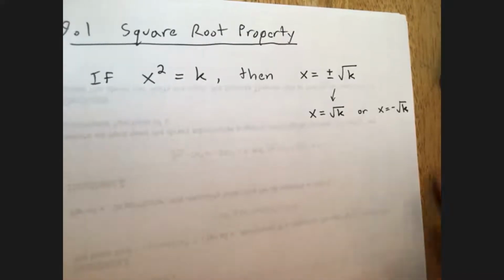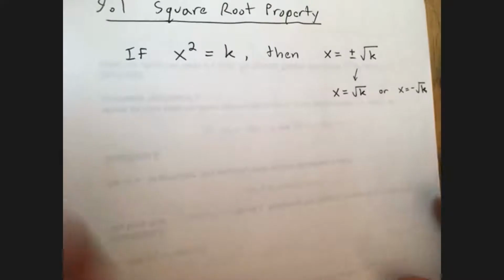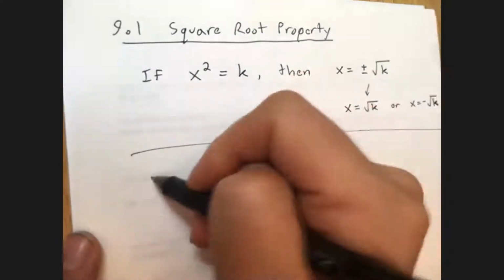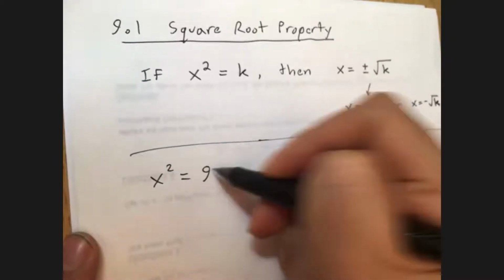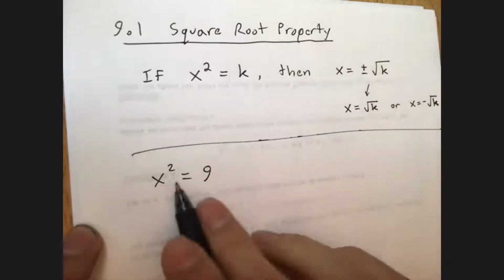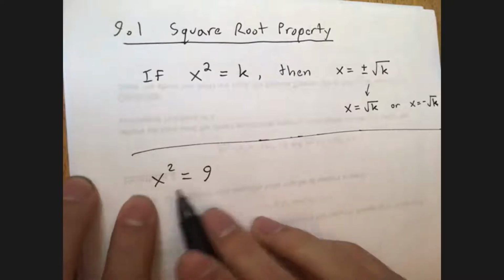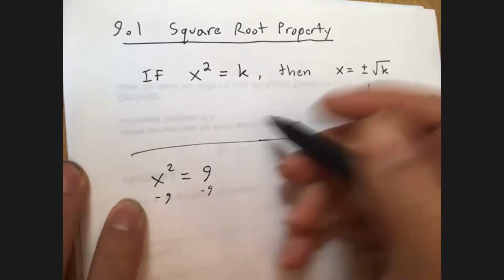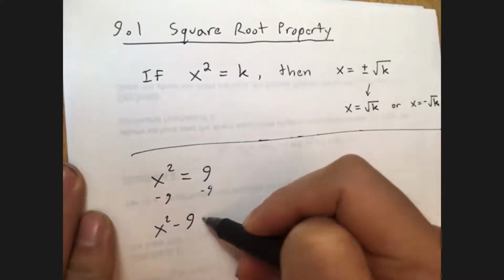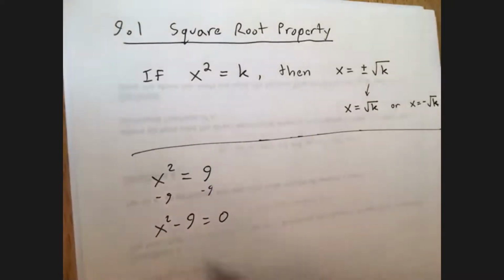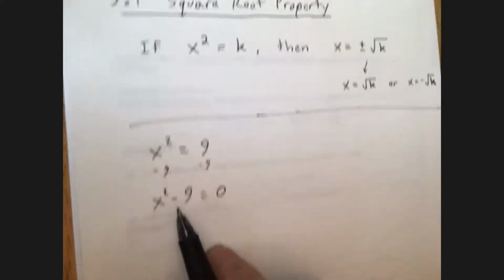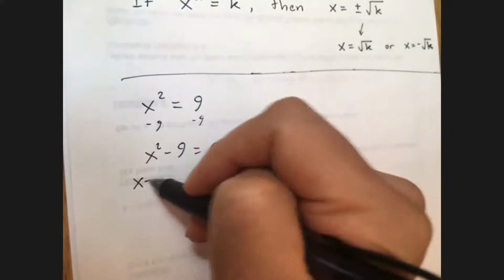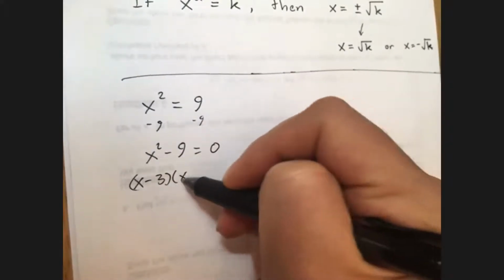And you knew that already, because if we take an equation like this, x squared equals 9, we learned how to solve this as a polynomial equation. We subtract 9 from both sides, right? So it becomes x squared minus 9 equals 0. And then we factor it. We realize that this is a difference of squares, so this factors as x minus 3 times x plus 3.